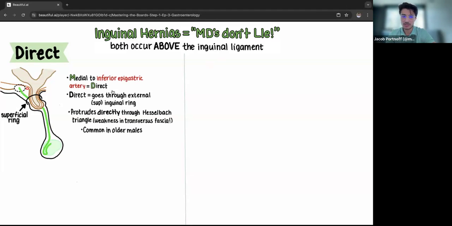So, right, as I said here, that's the first most important thing that you're going to identify is where this herniation occurs. Know that the direct hernia is going to go through the superficial ring, right? This external inguinal ring, and it's going to protrude directly through an area called the Hesselbach triangle, which is a weakness in our membrane of the transversalis fascia, okay? Common in older males, classically.